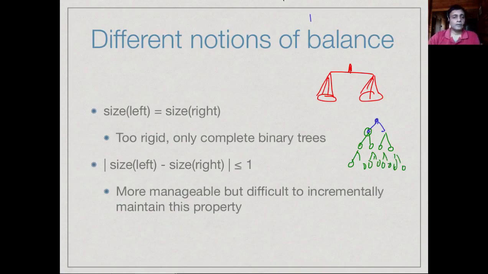So you might have a little bit more flexibility. You might say that we don't want it to be exactly equal, maybe we want it to be at most one off. Then you could have structures like this, where you have only a left, or at this point a left and a right, but you have only a right. These structures, which are not complete binary trees, become balanced in this notion. So this allows us more flexibility and we can get more trees this way, but it is difficult to maintain this property incrementally as we do inserts and deletes. So we will go for a different notion of balance.